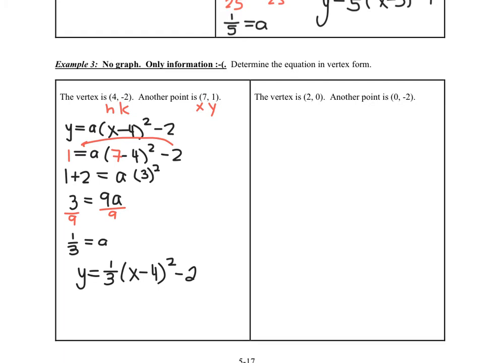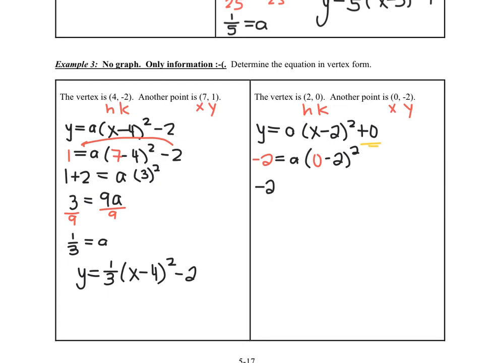Okay, let's do one more together. So again, my vertex h is 2, k is 0, and my point x is 0, y is negative 2. I'm going to start with the vertex. y equals a, x minus 2 squared plus 0. That plus 0, I'm really not going to write it anymore. I put it there as a visual, but it really doesn't have to be there at all. So the y value is negative 2. The x value is 0. And like I said, I'm not going to put the plus 0.